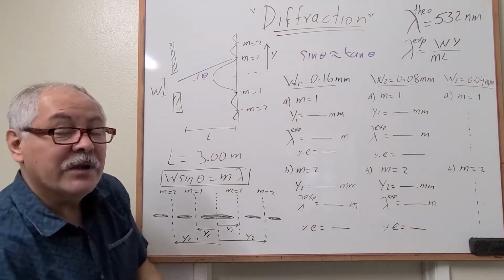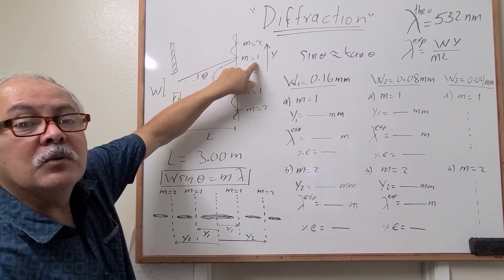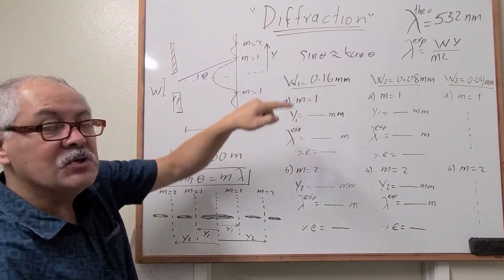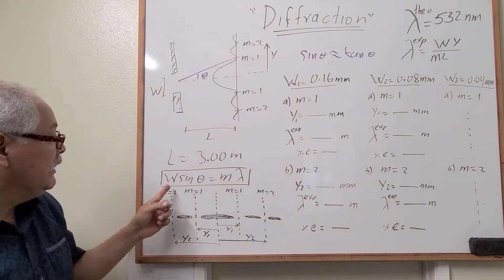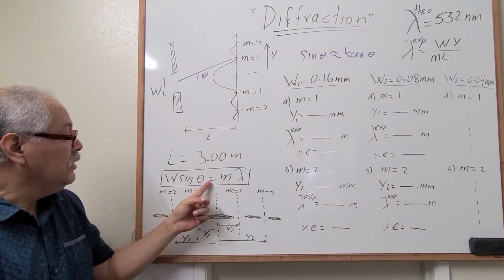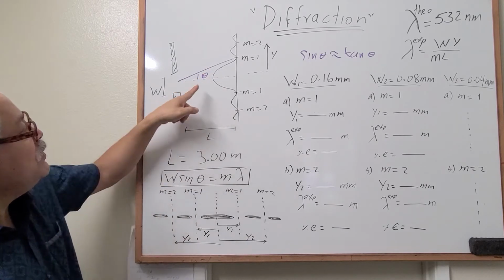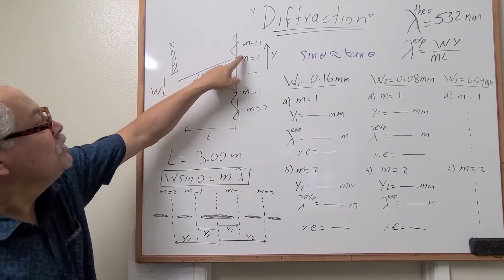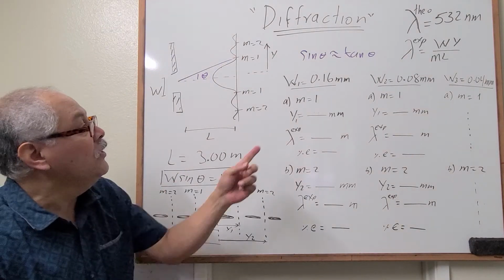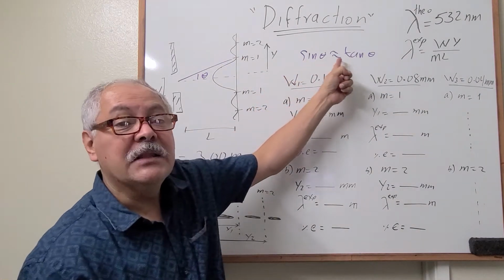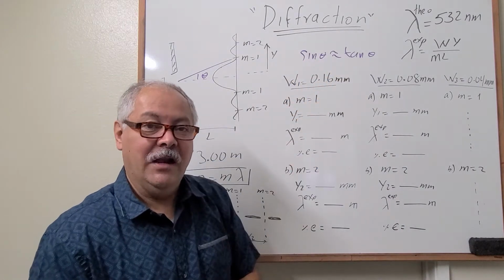In this case, we're paying attention to the dark fringes. The first one is labeled M equals 1, the second one M equals 2, and so on. Okay, the equation for diffraction is coming in this way: W sine theta equals M lambda, right? This is the angle from the center to the dark fringes, correct? Now, because the angle is small in this experiment, we make this approximation: sine theta about tangent theta, correct?